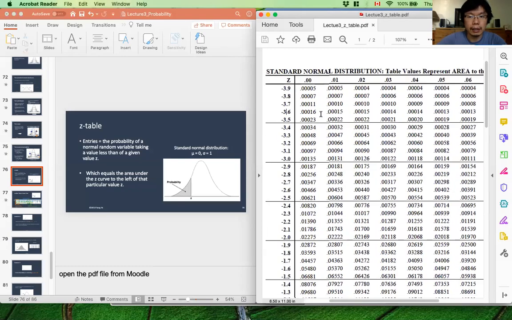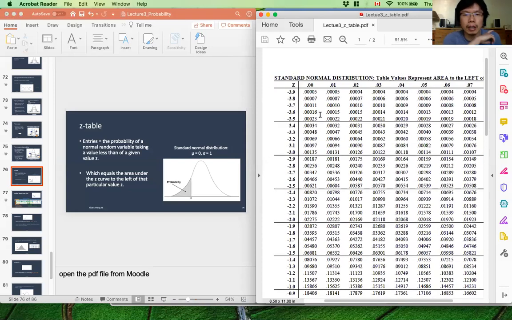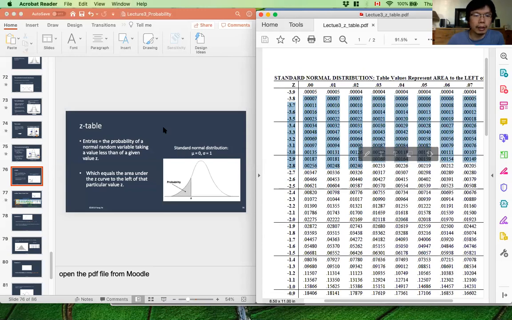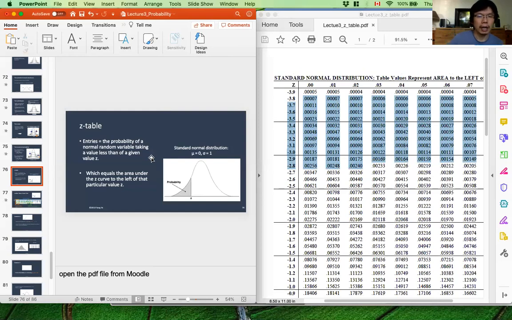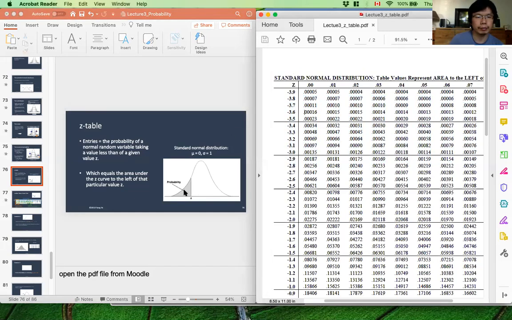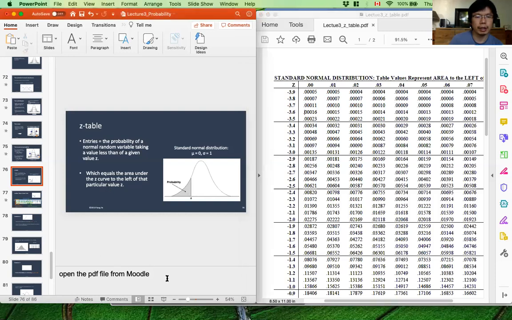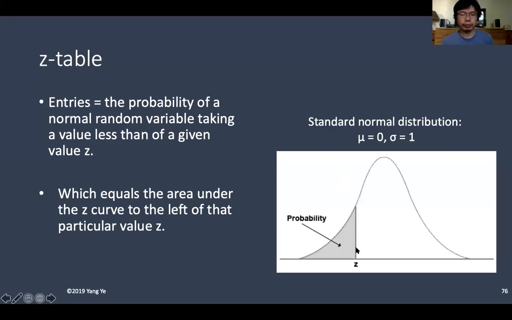You can see a lot of values in the table, and the first row and the first column are called Z. I'll go to that later. It's very important to be clear about what these values are: the probability of a normal random variable taking a value less than any given value Z. On the normal curve, for any given Z value, it gives you the probability of the area to the left-hand side of that Z value. That's the first thing you should understand about the Z table. It always gives you the probability that is smaller than a Z score. So if you want to determine an extremely large value, you have to do some kind of reversion from that.